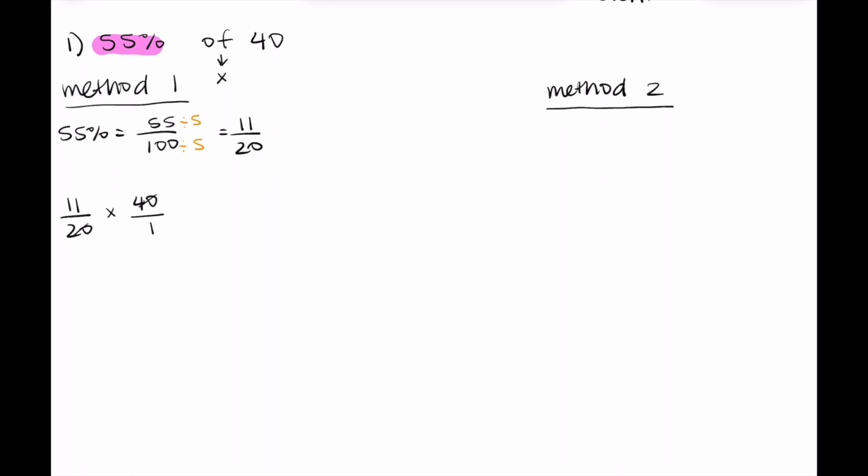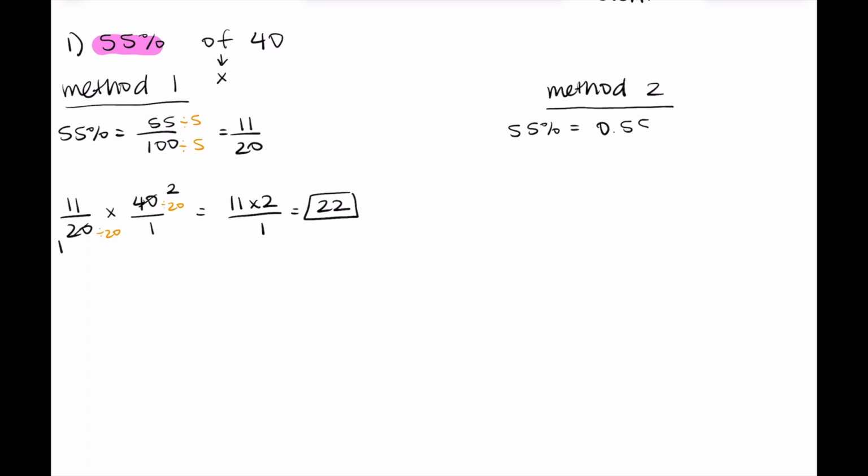We can cross cancel the 40 and the 20. We can divide both of them by 20 here. And when we do that, we get 1 for the new denominator, 2 for the new numerator. And we have 11 times 2 over 1. 11 times 2 we know is 22. So 22 is our answer for method 1. Now we'll go into method 2.